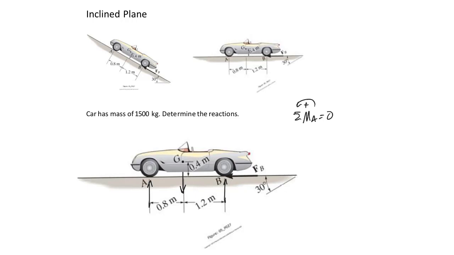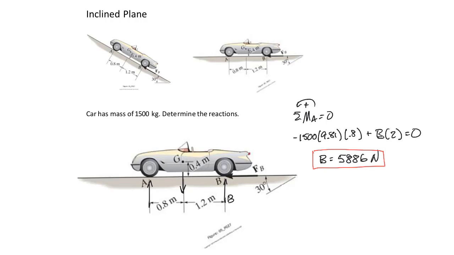It says the car has a mass of 1,500 kilograms, so minus 1,500 times 9.81 times 0.8 plus B times 2 equals 0. And so B here, the normal force at B, is going to be equal to 5,886 newtons.